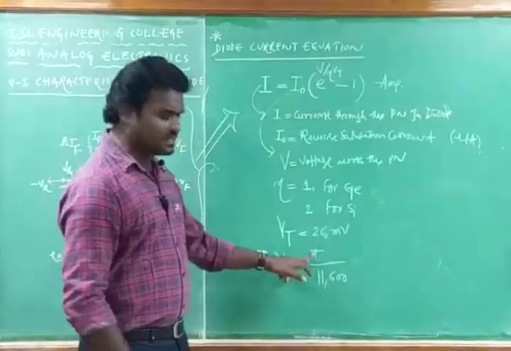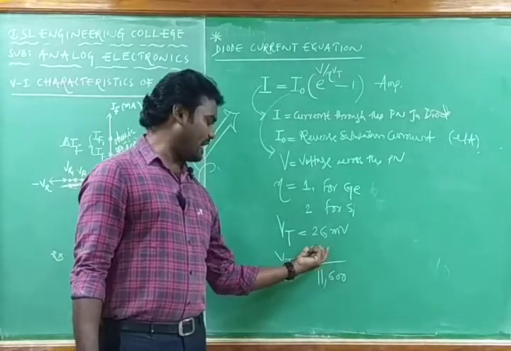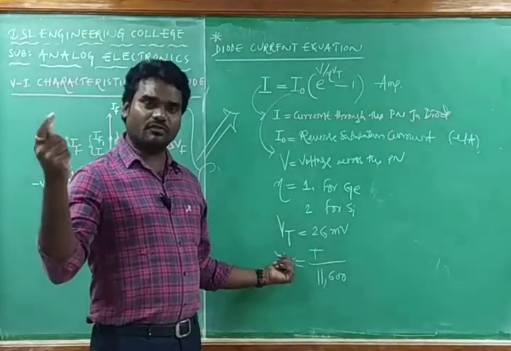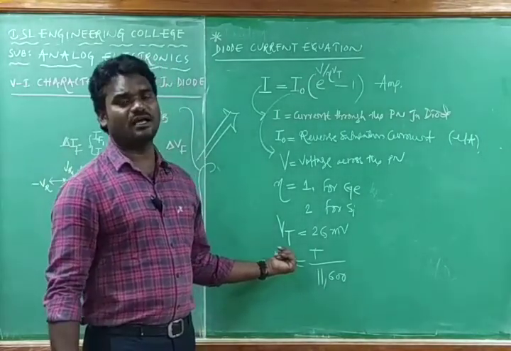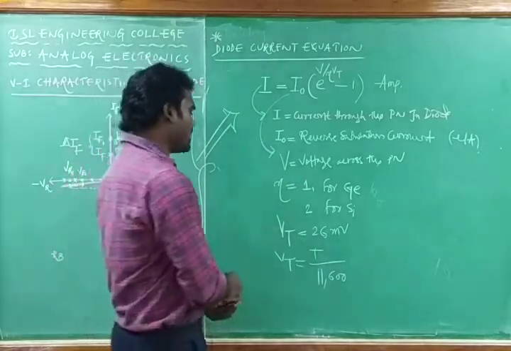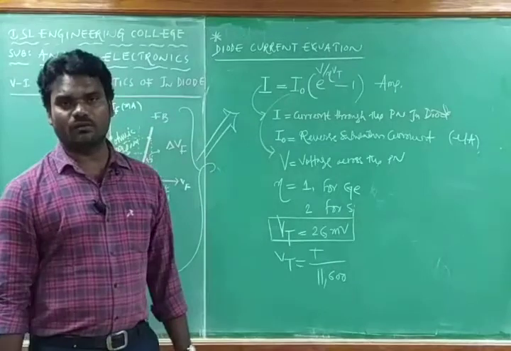If you know the temperature in degrees Celsius, by having that value you can get the Vt. If the question does not specify a temperature, that is, if it says room temperature, you can directly substitute the value of Vt as 26 millivolts.